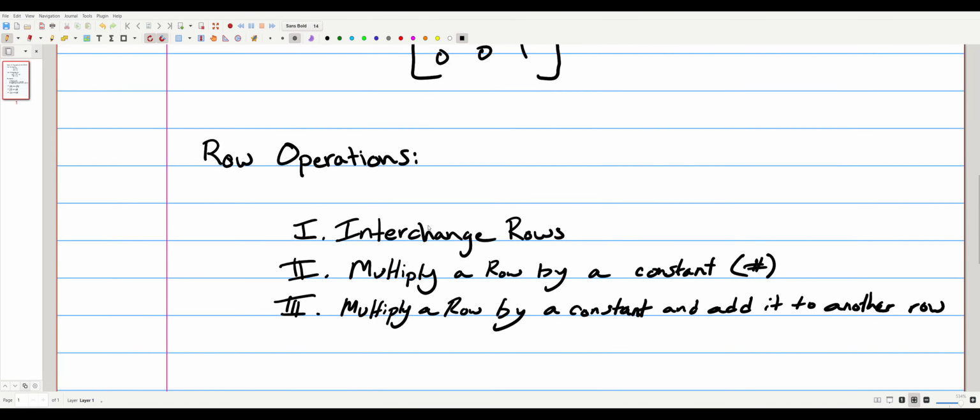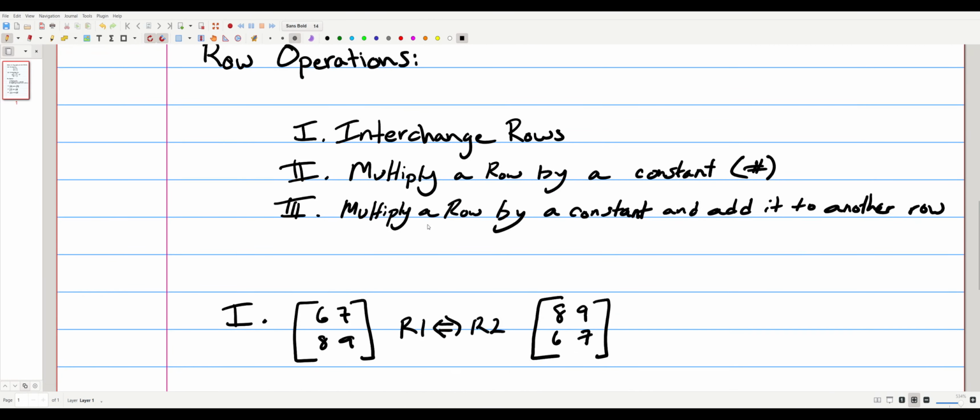Here's an example of what the first operation, interchanging rows, looks like. In our first row we have 6, 7, and in the second row we have 8, 9. So interchanging rows, the first row becomes 8, 9, and the second row becomes 6, 7. Since these are only 2x2s, the rows are touching, but they don't necessarily have to be. You can swap any row with any other row.